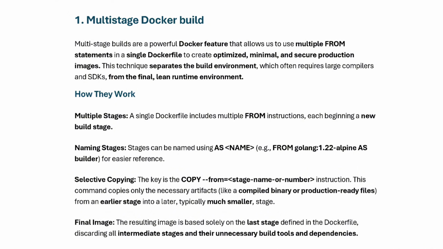So in that separation, we only take the result, that is the ingredients which we get from stage 1, and we utilize those ingredients and cook the food, which would be like the runtime environment of the second stage, and we build the image from that final stage.